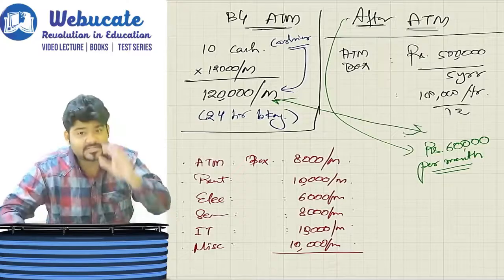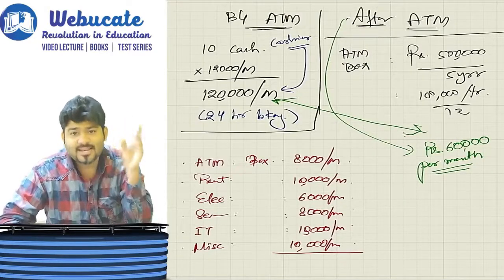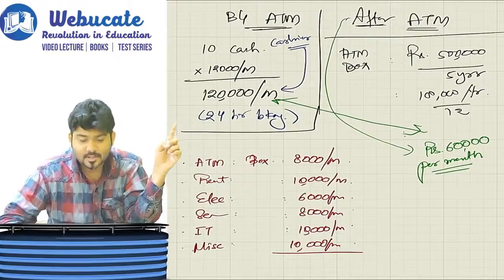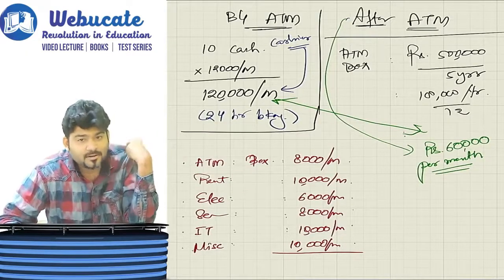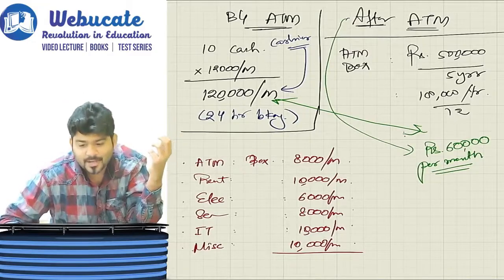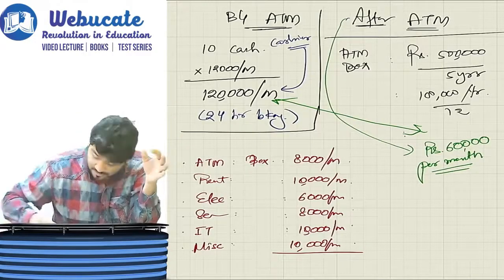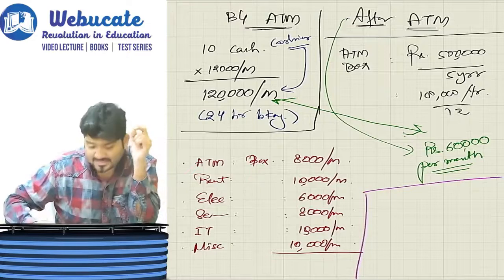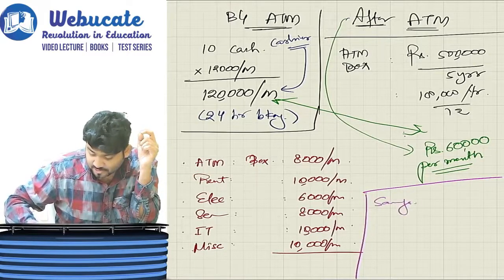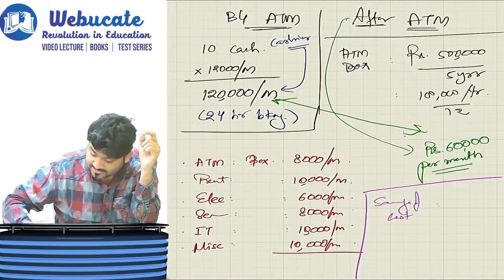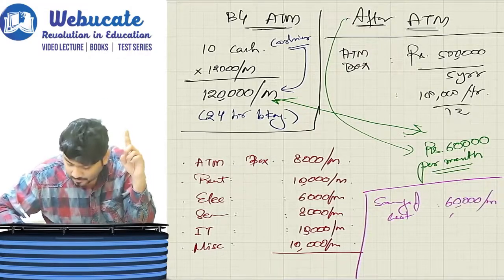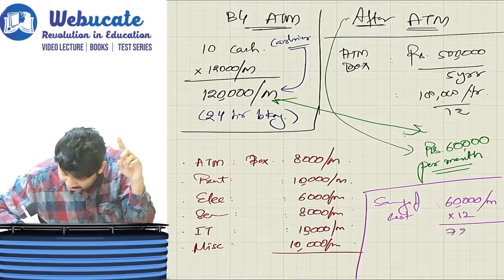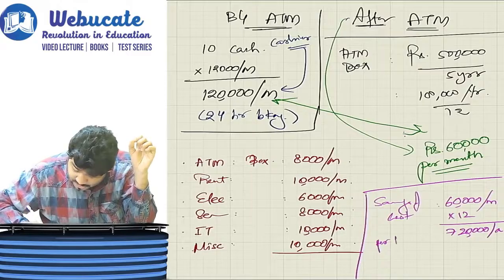Hey guys, are we understanding? Boss, 1,20,000 per month before the ATMs were there, when the cashiers used to come. And now it has reduced to 60,000 per month. Automation has resulted in savings of cost. How much? 60,000 per month. Multiply by 12, 7,20,000 per annum per branch.